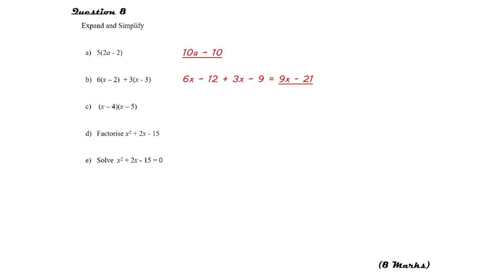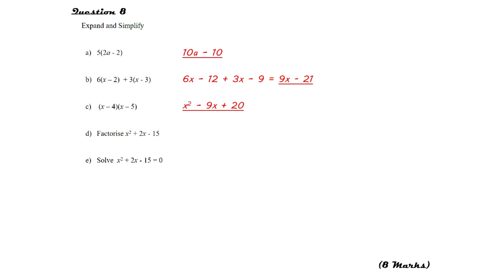Part C is where we're expanding a quadratic equation. I would always recommend using the grid method for this because it's very easy to slip on a sign or something go wrong if you're just using the arrows method. So if you're going to use a grid method, you would end up with x squared minus 9x plus 20.